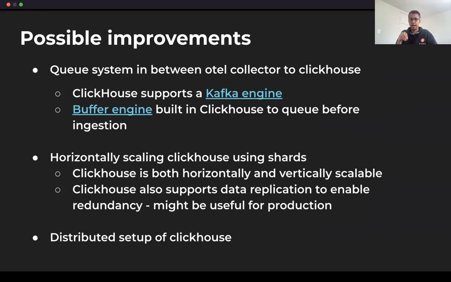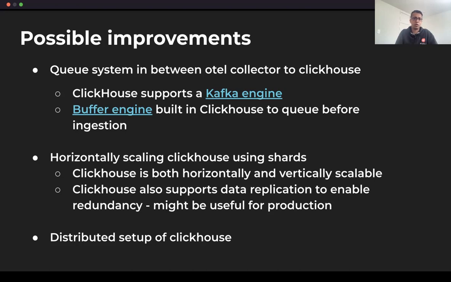If you want better performance, ClickHouse is both horizontally and vertically scalable. You can scale ClickHouse horizontally using shards. You can also set up data replication to enable redundancy. This might be useful for production, but in our case we were just testing the load limits, so we didn't really get into these things, but it might be a useful exercise if you want to run this in production.